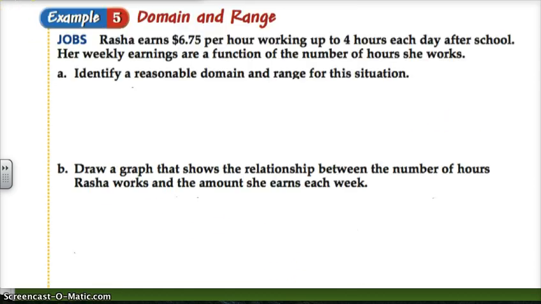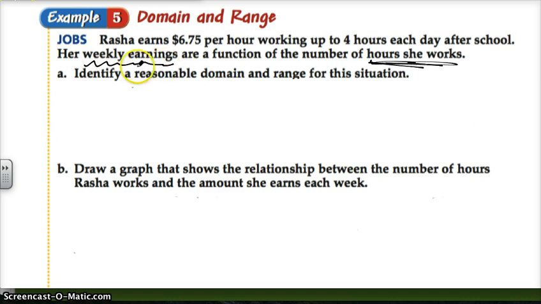And that's it. So in example 5, we're going to look at domain and range in a realistic situation. So here we have Rasha, and she earns $6.75 per hour, working up to 4 hours each day after school. Her weekly earnings are a function of the number of hours she works. And so what that last statement is telling us is that our independent variable will be her hours, which is usually the case.